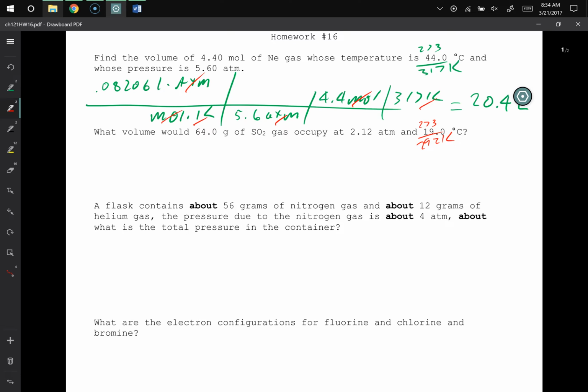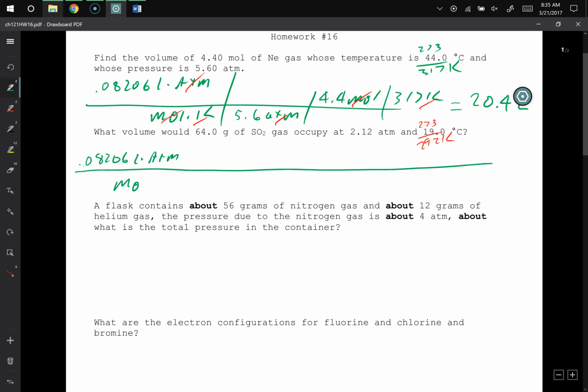Okay. So, how am I starting this? Exactly the same way I started the last problem, right? Because I'm looking for a volume. So I'll go ahead and throw down 0.08206 liters times atmospheres divided by moles and Kelvin.